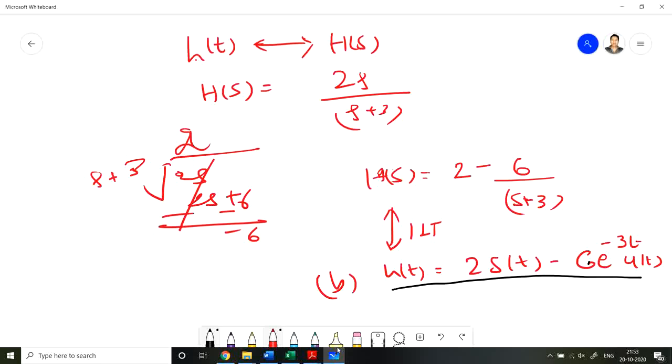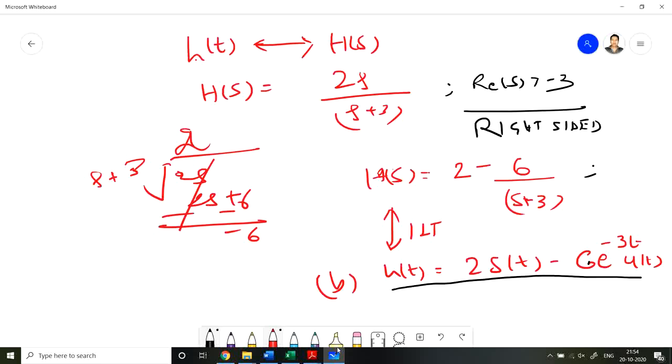This is our impulse response, because it is given that the ROC we found is real part of s greater than -3. Since the real part of s is greater than -3, it is a right-sided signal. That's why we have written it in this form, in the form of ut, because it is a right-sided signal.